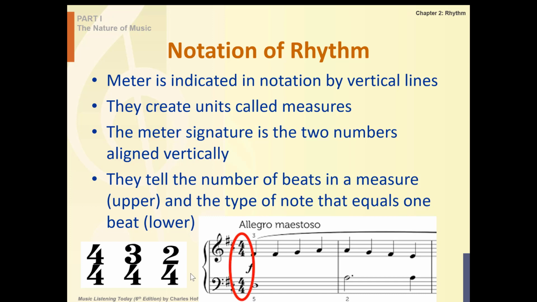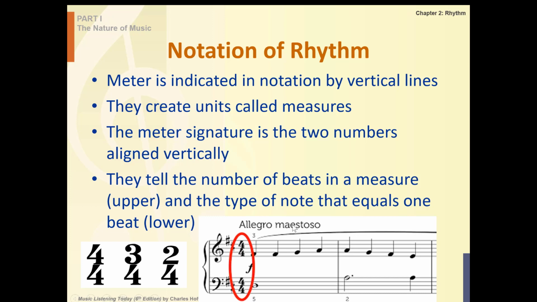Measures are created by these patterns, as I said. Vertical lines will be placed between measures like this. They create units called measures. So this is the first measure, and that is the second measure.